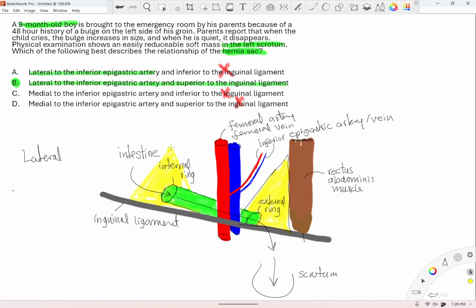Both of them are above the inguinal ligament, whereas femoral hernia occurs right here in the femoral canal, which is medial to the femoral vein. Okay, let's move on to the next questions. Hopefully this was helpful.